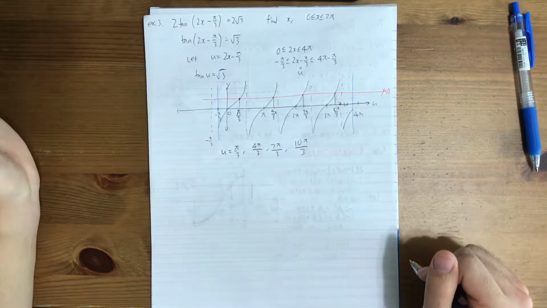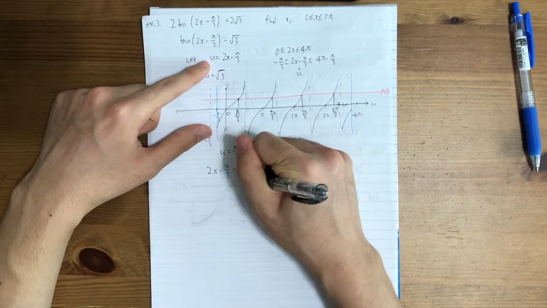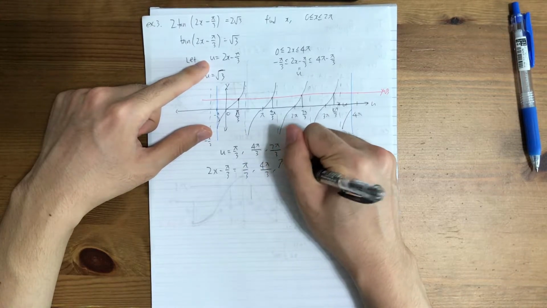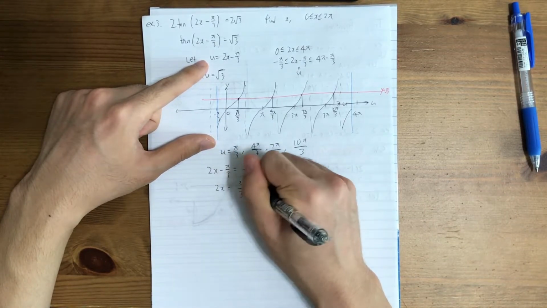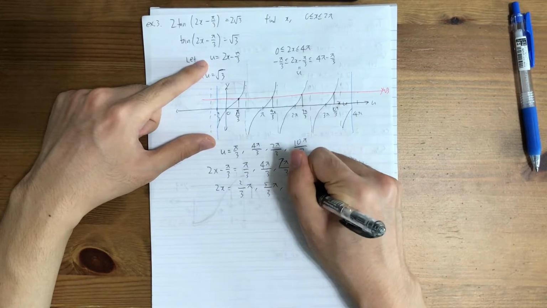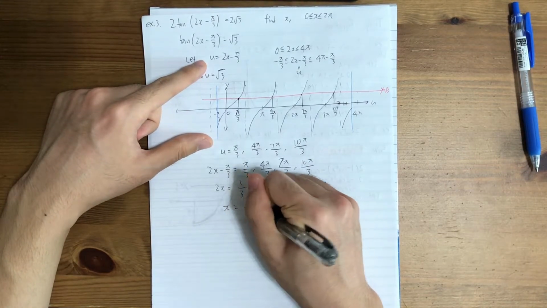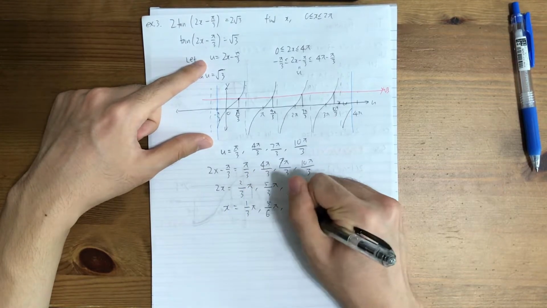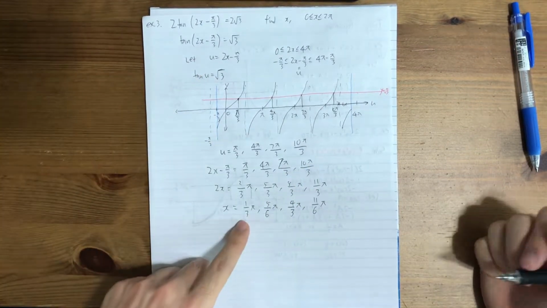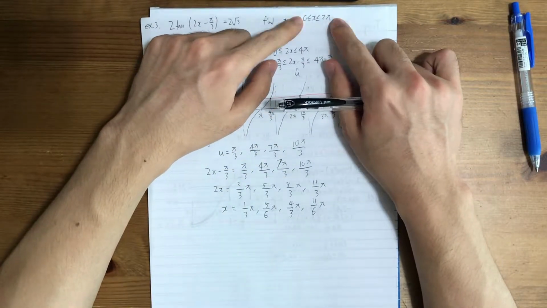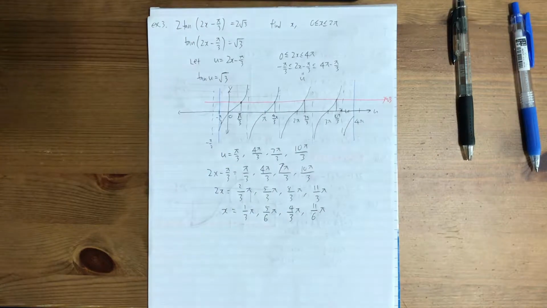Like this. Is that the answer? No, because we want to find x, right? So what we need to do is just change everything back to x. So we add pi over 3, right? And then we divide everything by half. Right? Then you can see that all these values lie between the given domain. So that's it for this transformed trigonometric equation, okay?